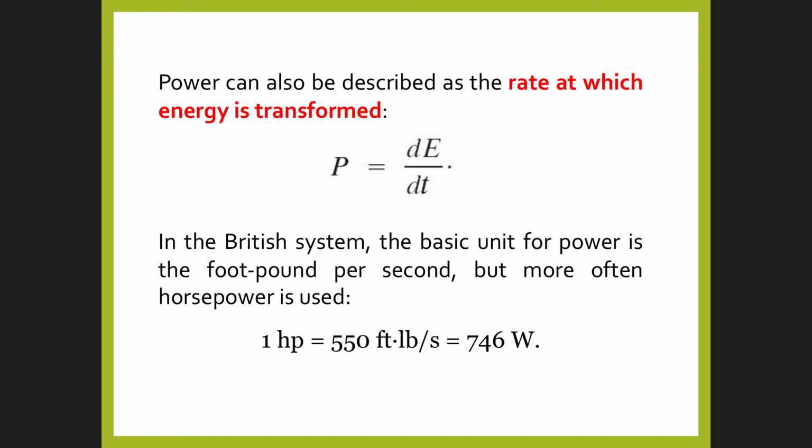And then in the British system, the basic unit for power is foot-pound per second, but we mostly call it horsepower. But the conversion unit for this one, you don't have to memorize. For example, if I ask you in horsepower, I'm going to give you the conversion unit.